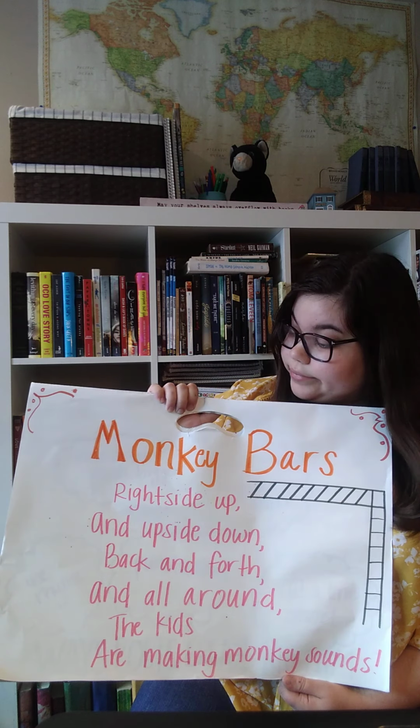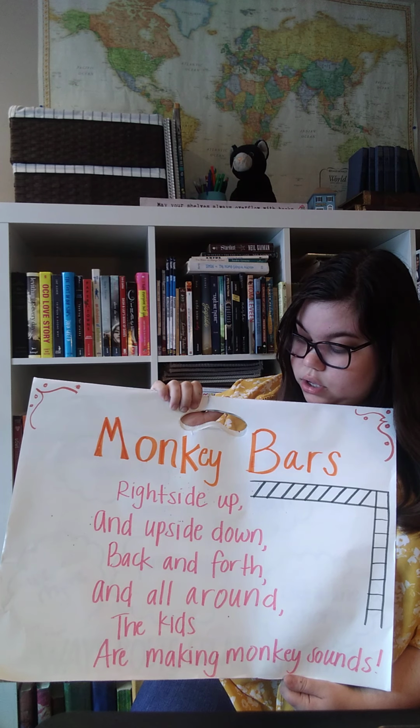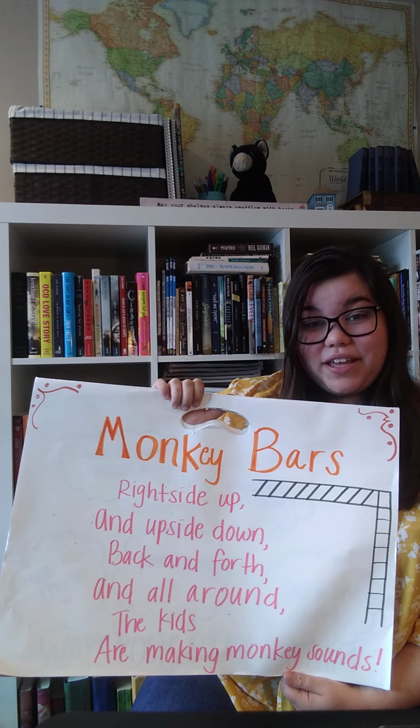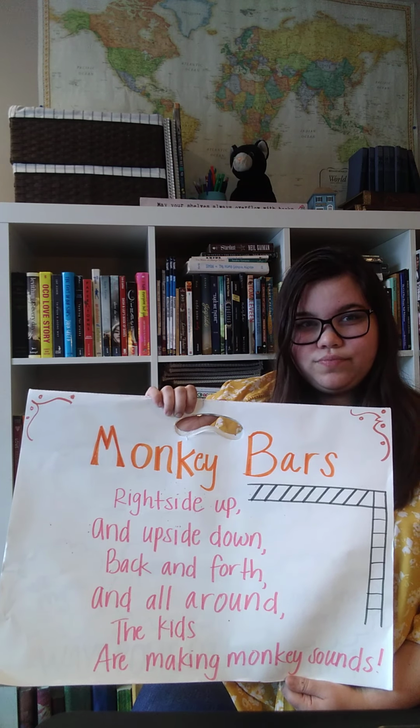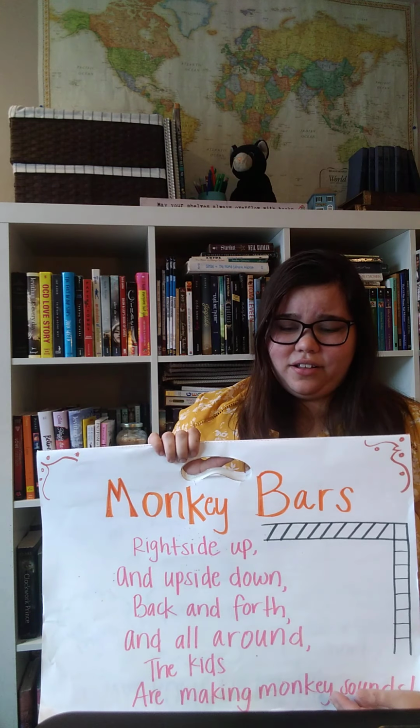Monkey bars. Right side up and upside down, back and forth and all around. The kids are making monkey sounds. That still didn't sound amazing, but it sure sounded better, didn't it?